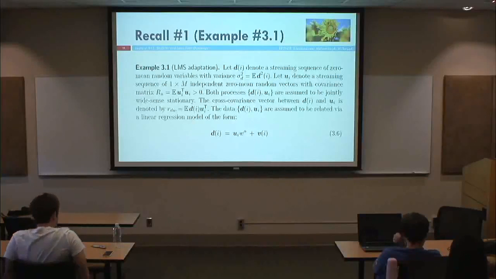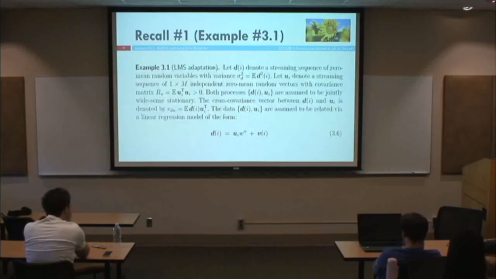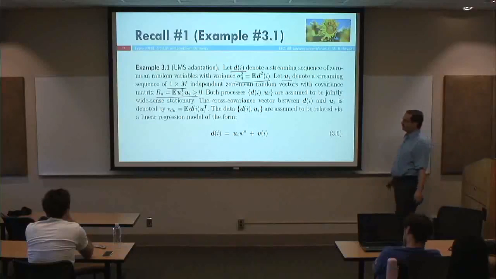Okay, so let's see some examples so that you understand these definitions. Let's go back to the mean square error case. I have a sequence of data d(i), zero mean. All data are assumed to be zero mean. That's the variance of d. u is a sequence of regression vectors assumed to be row vectors. This is just convention. You can assume them to be column vectors, but this is our convention. The covariance matrix R_u is assumed to be positive definite.